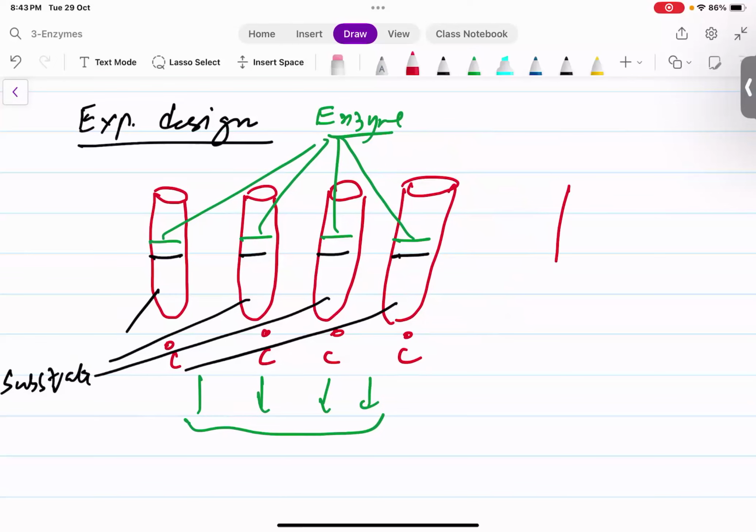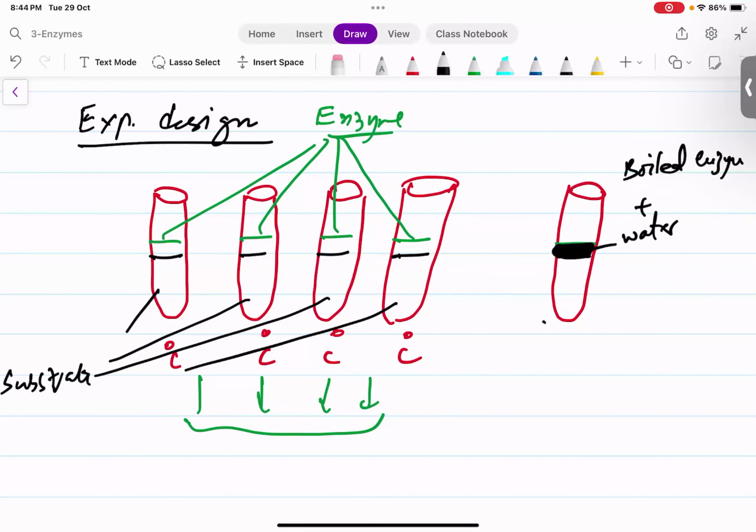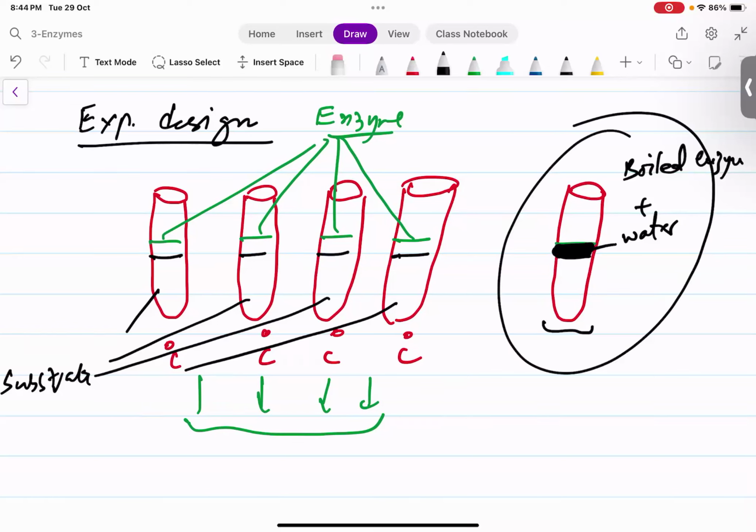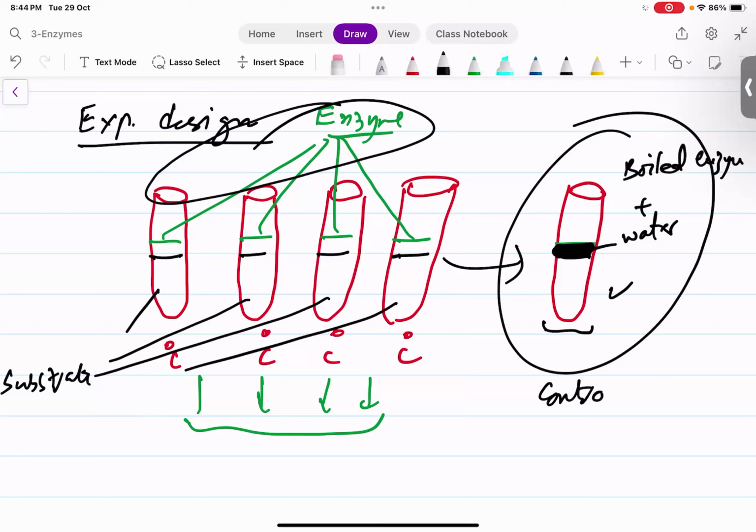We take another test tube, which has the same substrate placed into it. But instead of the enzyme, we put either the same volume of water into it, or we can put boiled enzyme into it. So there is no active enzyme present in this test tube, and no change in the substrate concentration will take place here. Neither will the product be made nor the substrate disappear. So the results of the enzyme activity could be compared with this. This is known as the control set, or control. So this is what we have to find in this case.